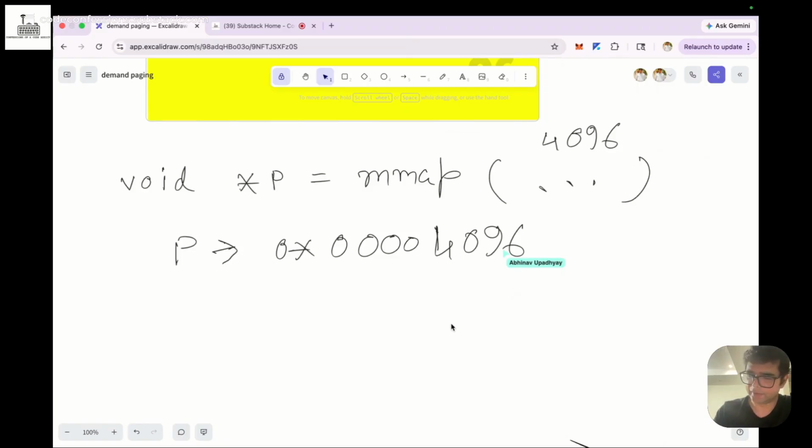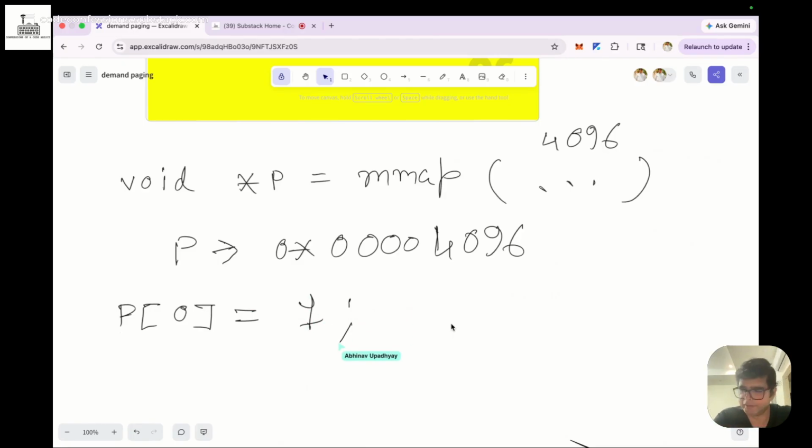Let's say somewhere else down the line, we are trying to do something like this. We are accessing the first byte of this page that we just allocated. At this point of time, first the hardware will try to translate this virtual address to a physical address. It will try to do that by first checking the TLB. Because this is a freshly allocated address and we have never accessed it, the TLB will not contain the mapping. So the TLB will give us a cache miss.